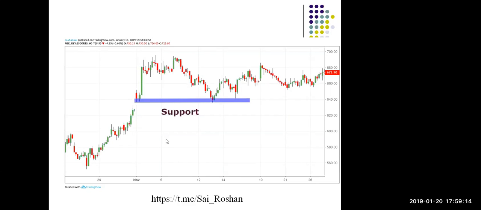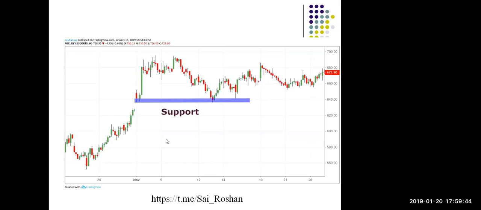Now you could see that here it's taking support. The second time it has come, touched that support region, and then bounced back. The third time also, the last red candle, its low has come till the support region, and then it bounced back, because that is the area where the buyers will become dominant, because they know that there is a support level over there. And supports are generally not broken very easily. If it is broken, it's once again a jackpot. We'll see how it happens.